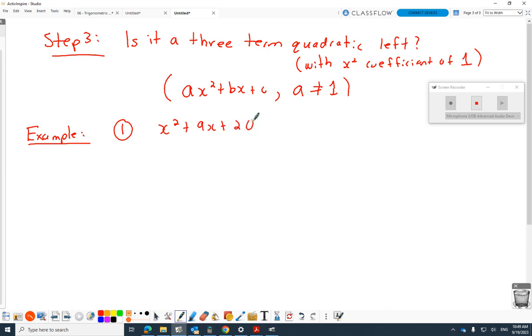X squared plus 9x plus 20. Let's ask it both ways so you're ready. Is this a 3-term quadratic with the coefficient out front being 1? Is it ax squared plus bx plus c, but the a is equal to 1? Yes, it is.